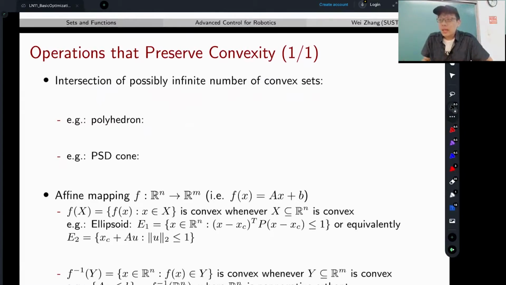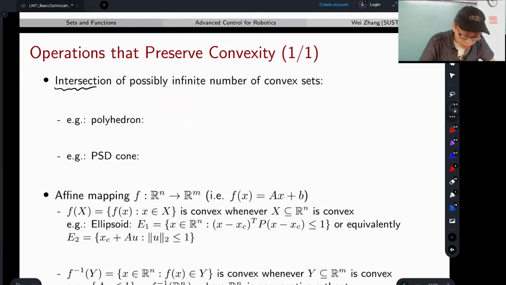If you want to prove that some set is convex, we come from the definition, right? But sometimes you don't want to always prove things from the basic definition. There's some kind of result you should be aware of. So the intersection of a possibly infinite number of convex sets is convex.